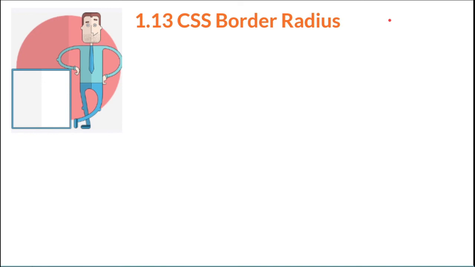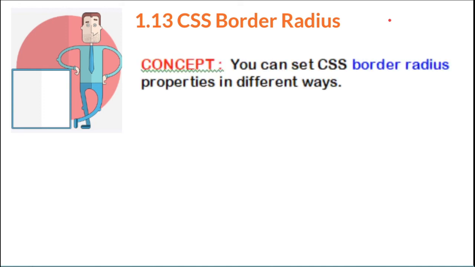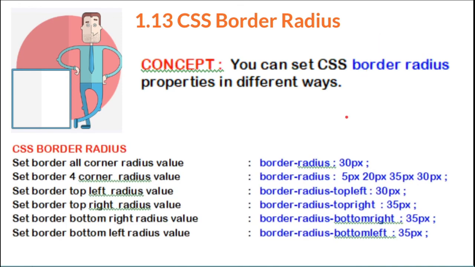Okay, CSS Border Radius. This is referring to the corners of your box. You can set a radius so that instead of having a sharp right angle corner on your box, it can be curved, and that makes it look a little bit softer. The concept is you can set the CSS border radius properties in different ways. If we start off, for example, by setting all corners, we say border radius 30 pixels, and that will give the corners of your box a 30 pixel radius.